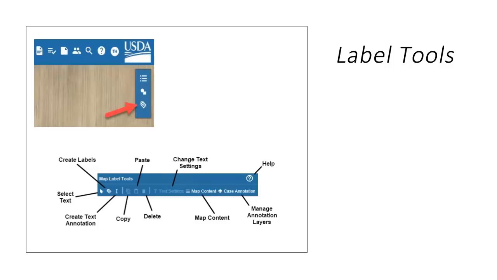The Map Content tool allows the user to open map content to set layer and label visibility. The Manage Annotation Layers tool allows the user to set visibility for annotation layers, create and delete annotation layers, and set the active annotation layer. The Help tool allows the user to open the Conservation Desktop Comprehensive User's Manual.